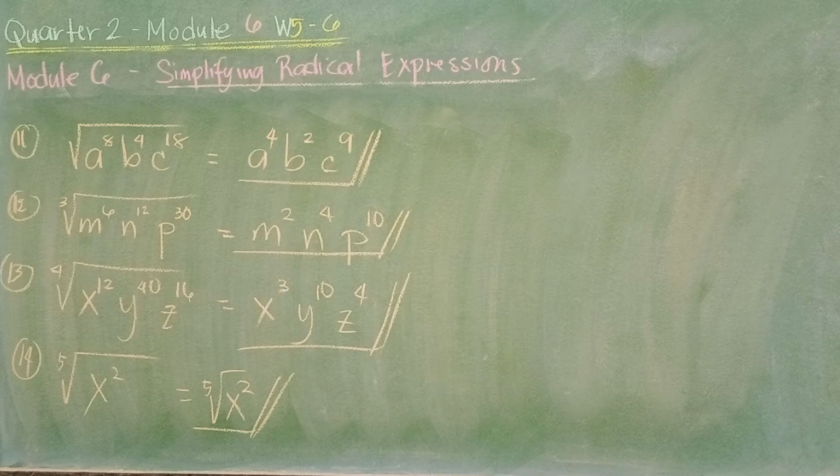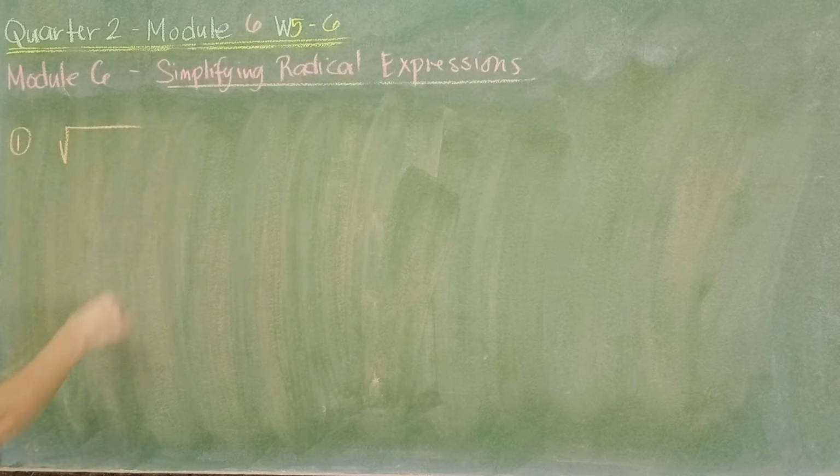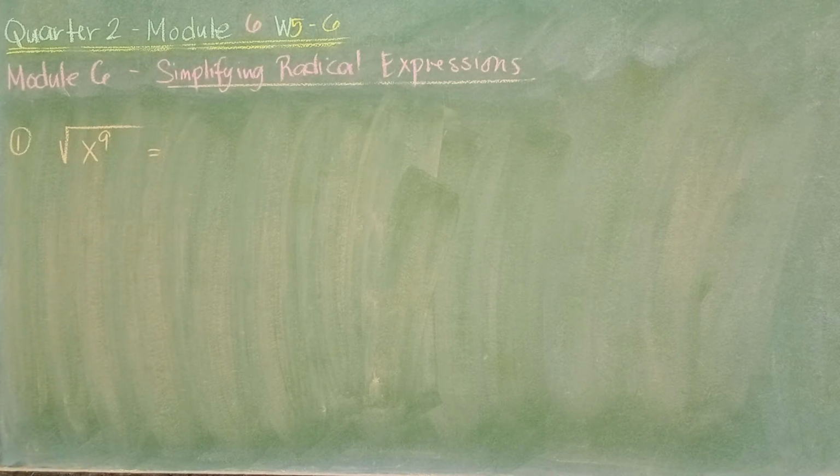So, bago tayo mag-move sa susunod na simplification, i-combine natin yung numbers at saka yung letters. Now, before natin gawin yun, meron pa palang isa. What if hindi sakto o hindi divisible yung exponent dun sa index? Halimbawa, number 1, square root of x raised to 9. So obviously, pag dinivide mo yung 9 sa index na 2, meron kang remainder na isa.